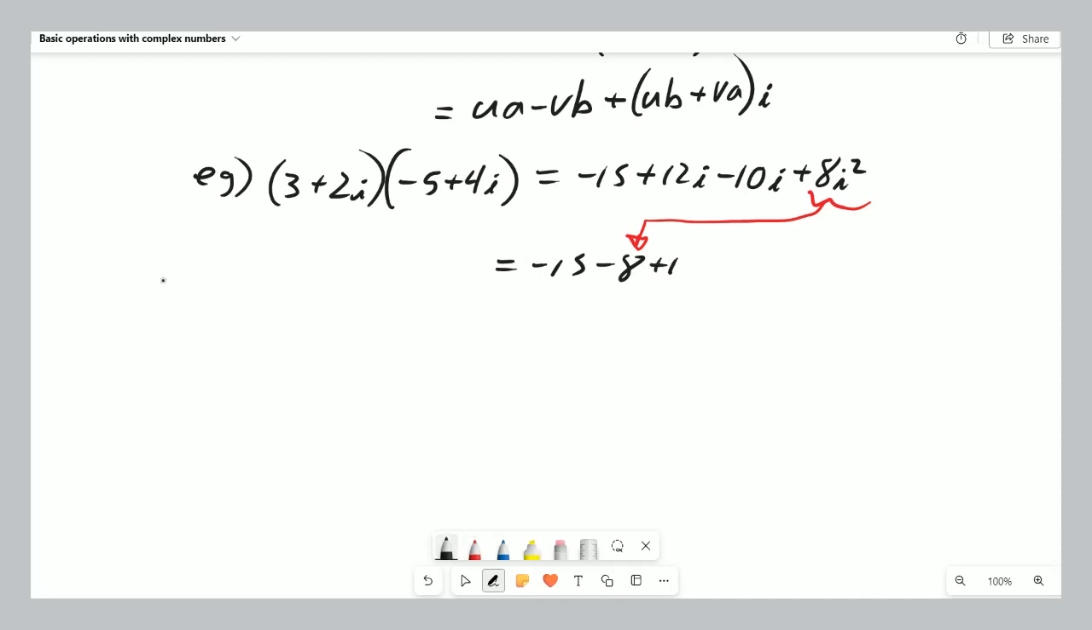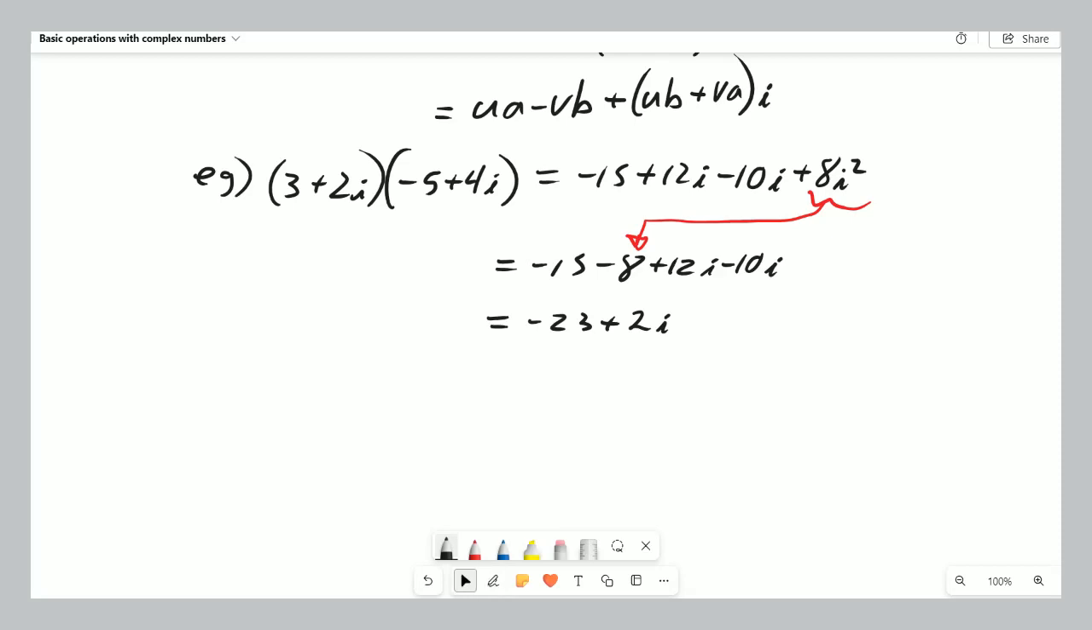Plus 12i minus 10i, and we can simplify that further. So we have negative 23, and then plus 12i minus 10i is going to be plus 2i. And that's our answer.